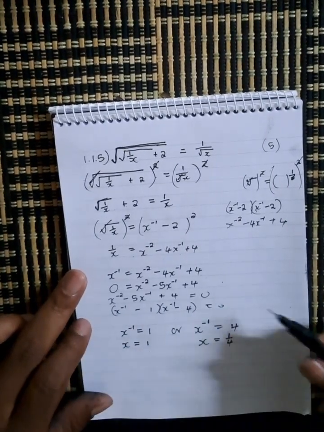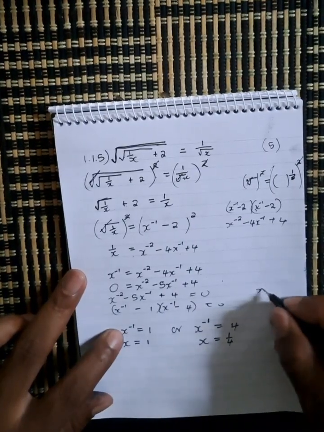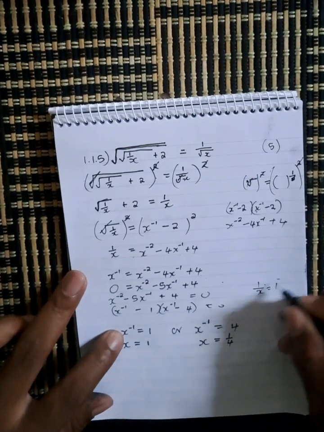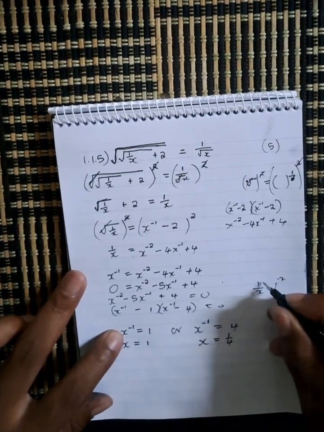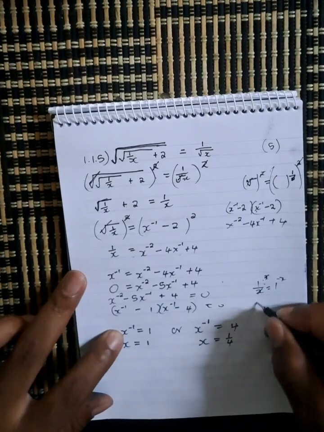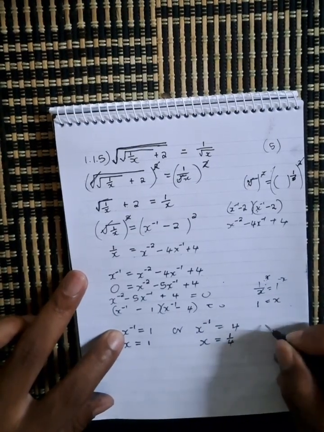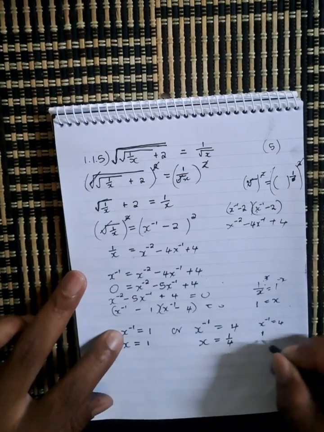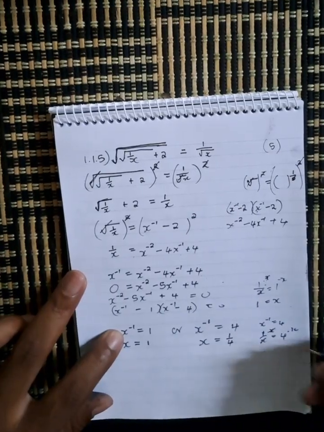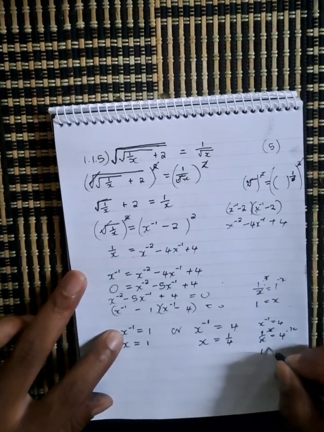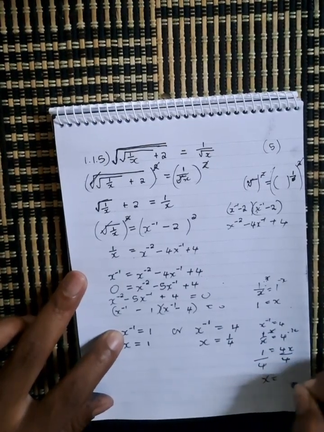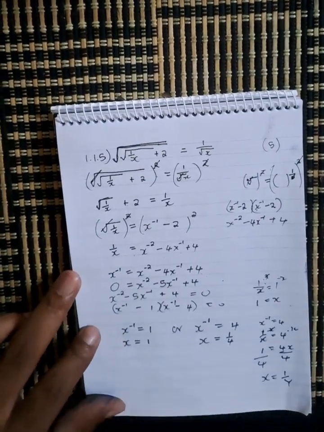Remember, all we did here is we said 1 over x equals 1, and then we cross multiply by x. So this multiplied by that equals 1. And then 1 over x equals 4. We cross multiply, this cancels, so we're left with 1 over here, and 4x divided by 4 on both sides. x equals 1 over 4. Right, so that's that.